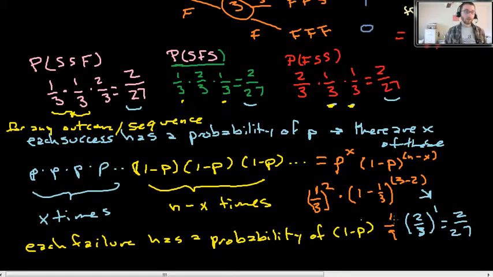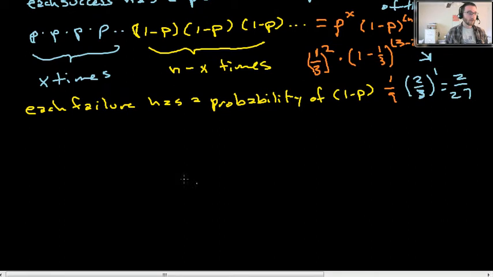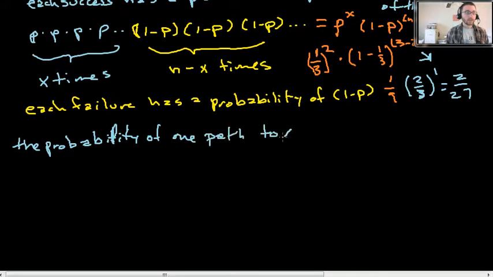And so this works in this scenario, and it should work always because the intuition is sound, right? Okay, and so what we have found then is a formula for the probability, that's an L, sorry, probability of one particular path to x successes. And that equals p to the x times 1 minus p to the n minus x.